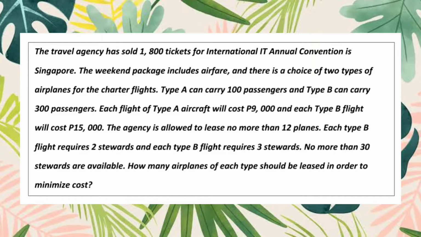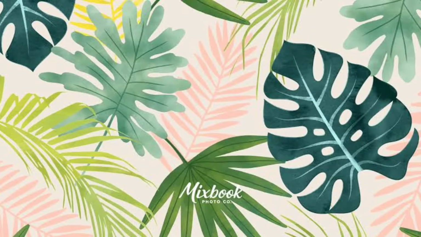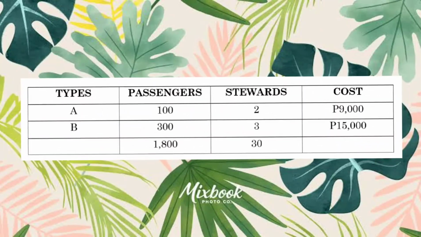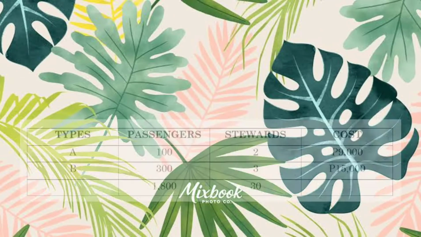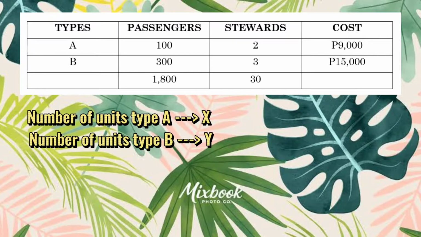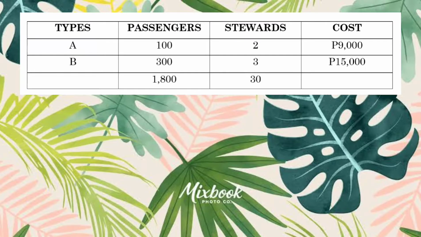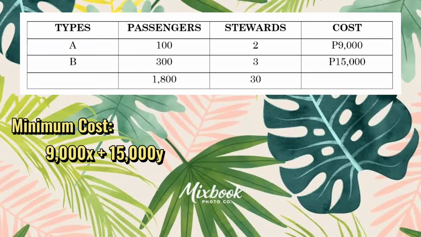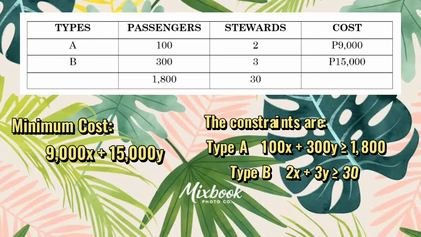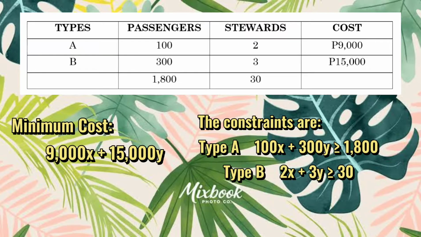First, we need to put this problem in tabular form. Here it is. So in this problem, let's assume the number of units of type A to be X and the number of units of type B to be Y. Here's the total cost of types A and B, or the minimum cost: 9,000X plus 15,000Y. The constraints are: Type A, 100X plus 300Y is equal to or greater than 1,800. Type B, 2X plus 3Y is equal to or greater than 30.